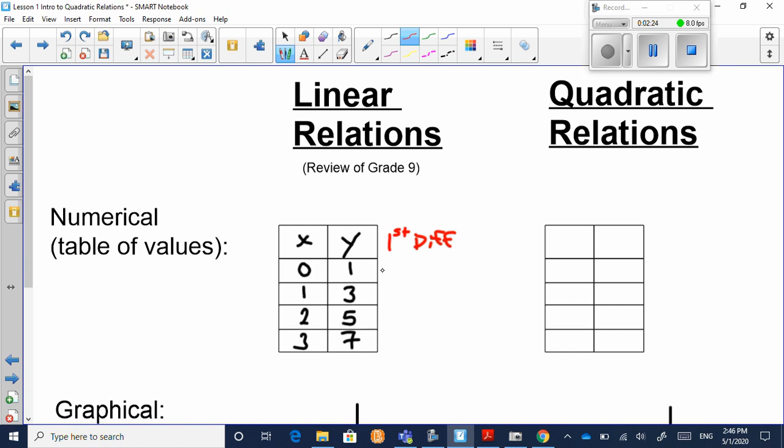We would have said, well, what's the difference between 3 and 1? As you go from 1 to 3, it's a +2. As you go from 3 to 5, it's a +2. And from 5 to 7, it's a +2. We just verified that all the x's were changing by the same amount, and they are. They all go up by 1. And because it had constant first differences, we would have said, hey, I'm pretty comfortable that that's a linear relation.